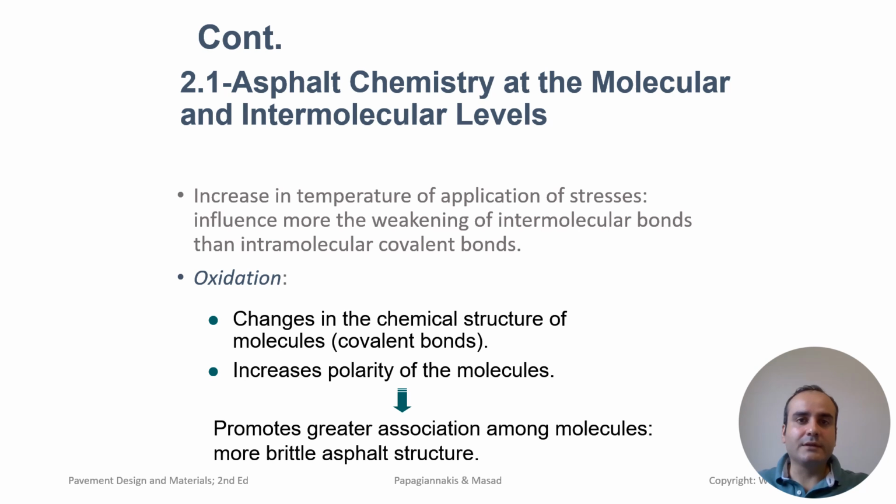Asphalt's behavior is also heavily influenced by temperature and oxidation. When the temperature rises or stresses are applied, the intermolecular bonds weaken, which can affect the binder's viscosity. However, intramolecular covalent bonds remain strong, maintaining the basic structure of the asphalt molecules. Oxidation, on the other hand, chemically alters the structure of asphalt by increasing the polarity of molecules, which leads to greater molecular association. This process makes the asphalt more brittle and therefore more prone to cracking over time.